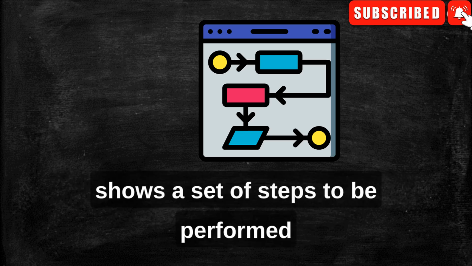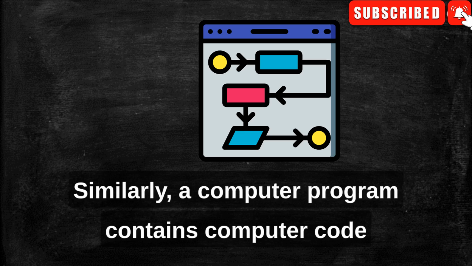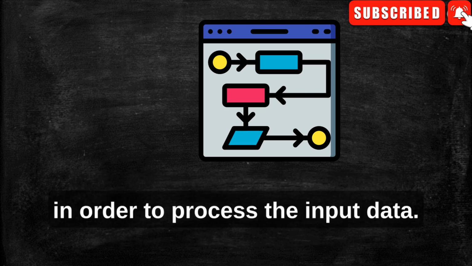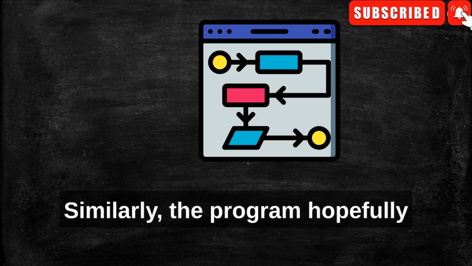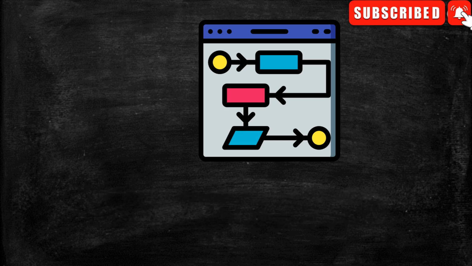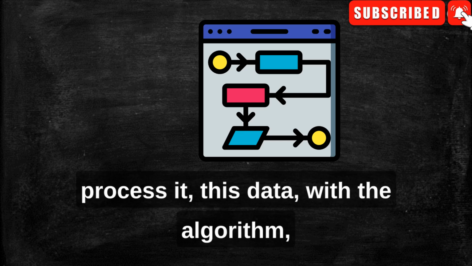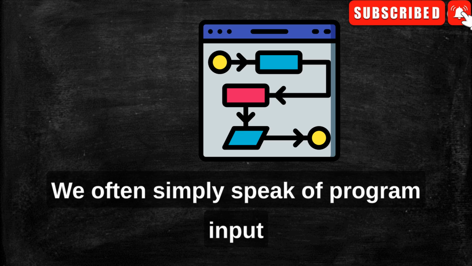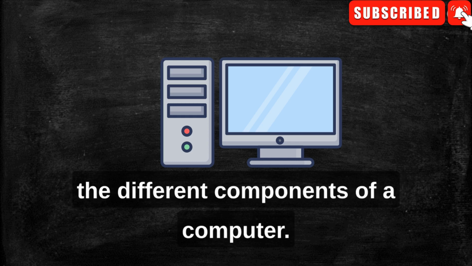Next, a cooking recipe shows a set of steps to be performed in order to prepare and cook the ingredients. Similarly, a computer program contains computer code that represents a sequence of commands to be executed in order to process the input data. In the kitchen, we hopefully end up with a tasty dish. Similarly, the program hopefully creates the desired output. So altogether, we start with input data to a program, process this data with the algorithm, and end up with output data. We often simply speak of program input and program output. So now you're able to identify and name the different components of a computer.